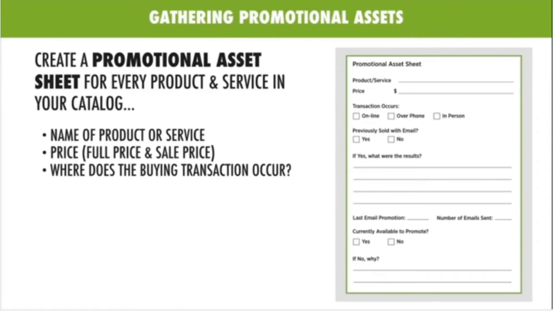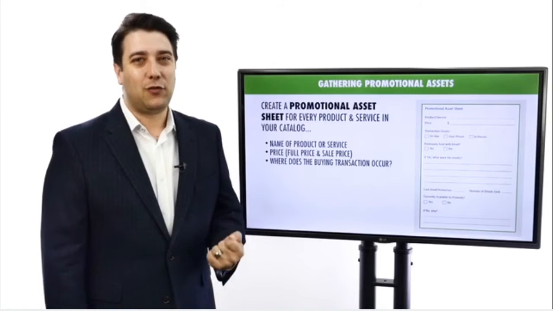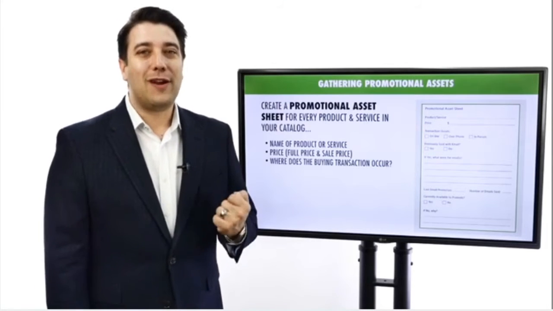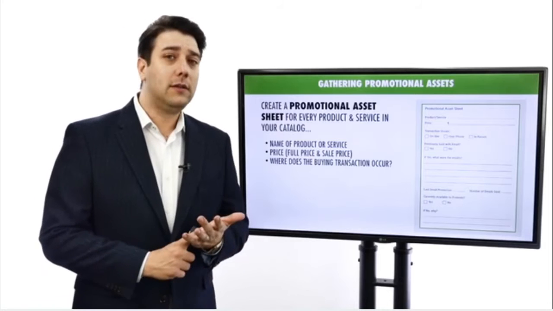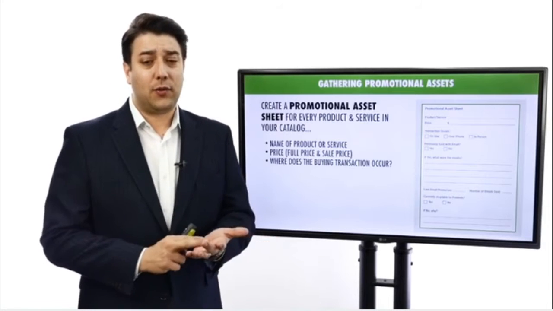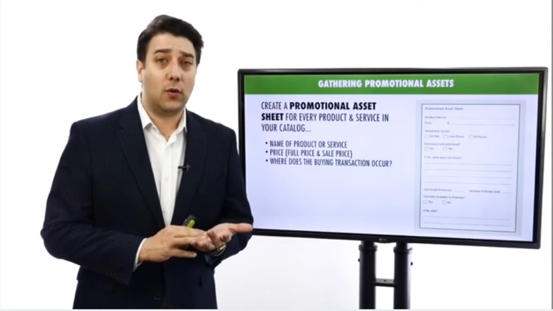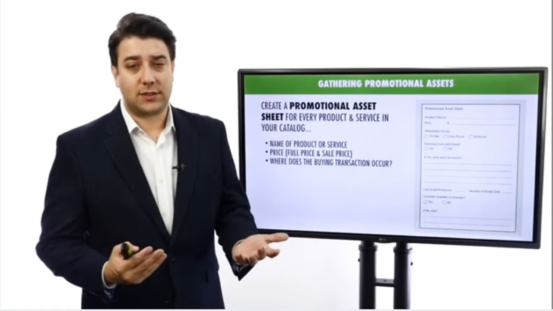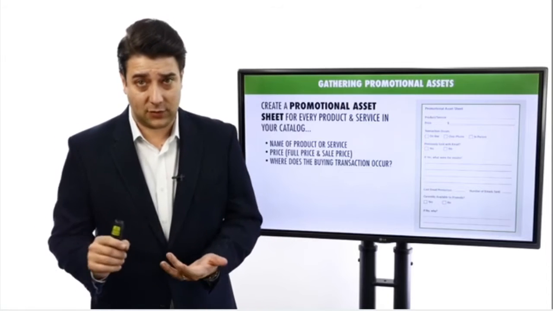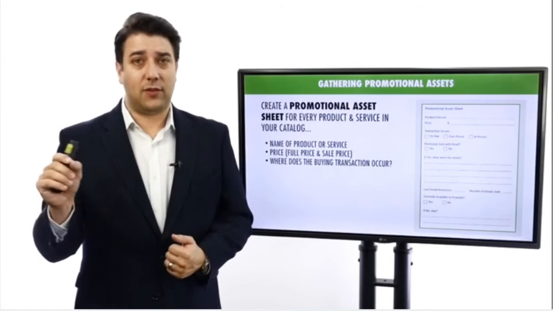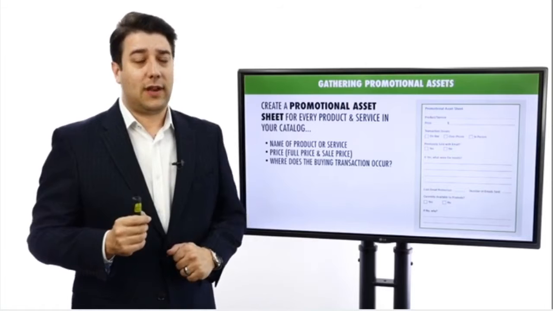Next, and this is so important, where does the buying transaction occur? Where does it happen? Is it online? Is it in person? Is it over the phone? Is it someplace else? If there's someplace else the buying transaction occurs, pencil that in and let me know so that I can add it to the sheet.